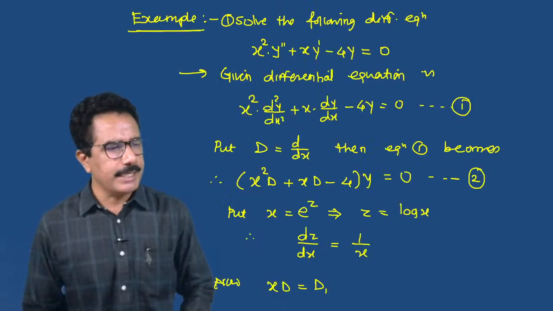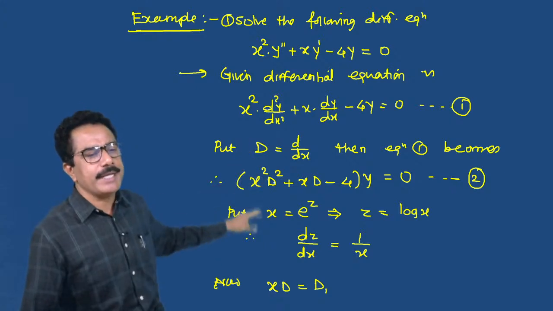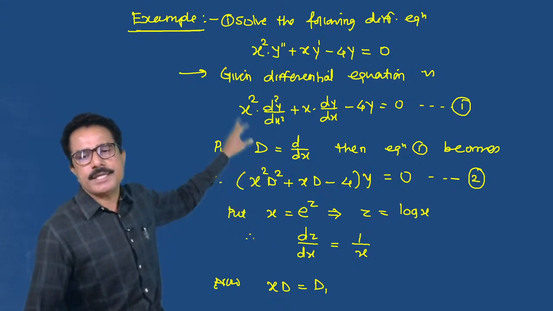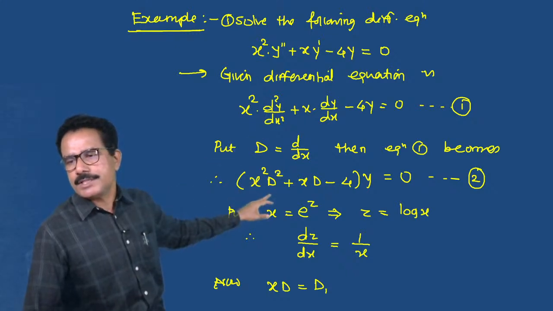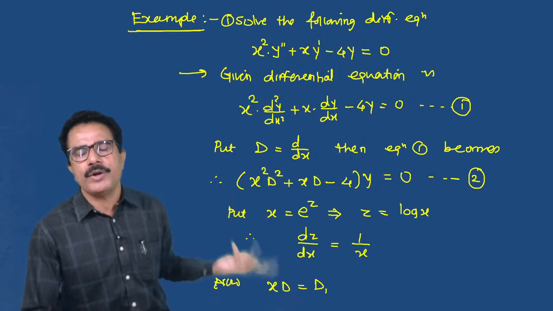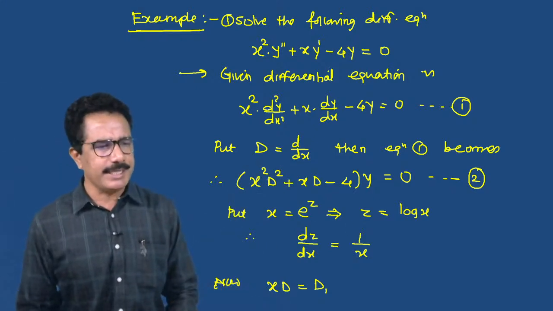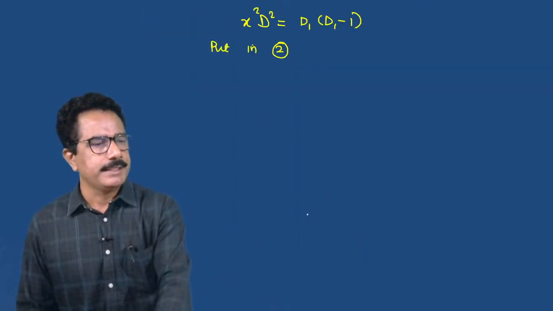अभी देखो क्या आता है 2 में. x square D square येतो इथे. लक्षात ठेवा d2y by dx square आहे. See this is x square as it is. Again d2y by dx square म्हणजेच D square plus x D minus 4 of y. त्याची अडचण नाही, हे ऑपरेटर इक्वेशन म्हणतात त्याला. ठीक आहे.